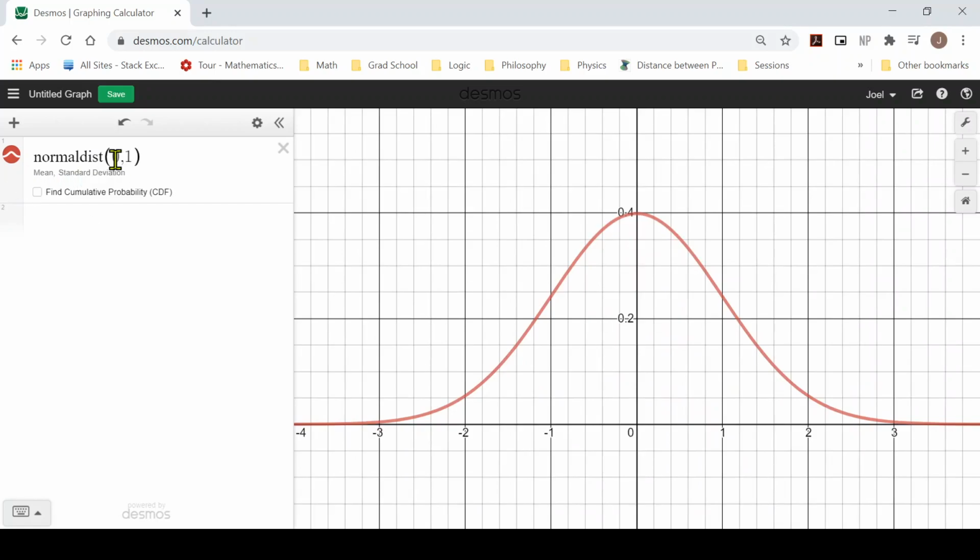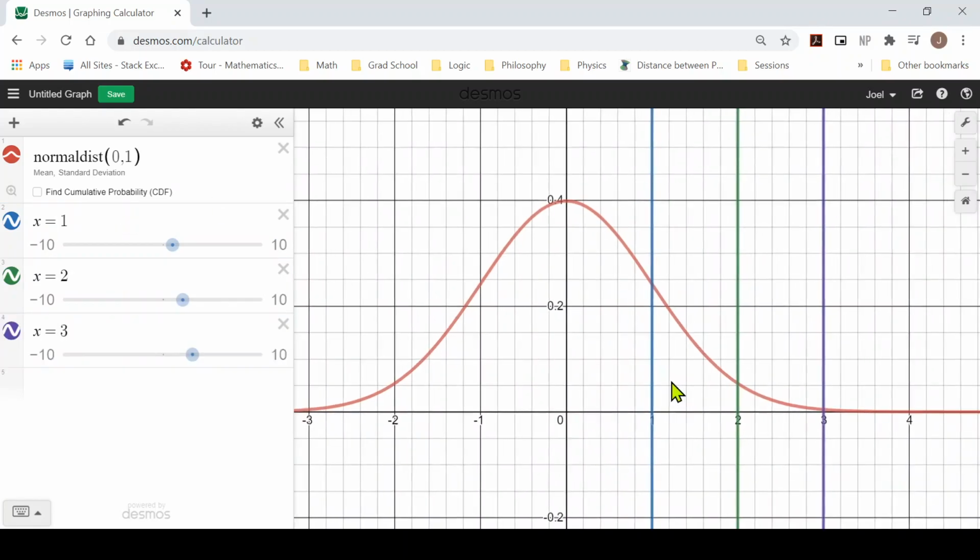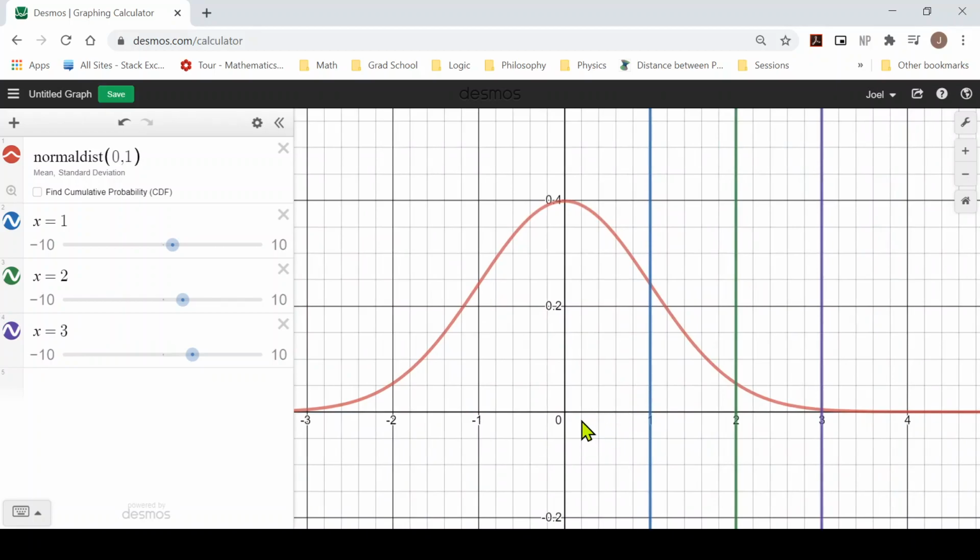the curve. Now, I said this is a center and this is a standard deviation, meaning the gaps between the markings that you're going to be expected to put on your number line.